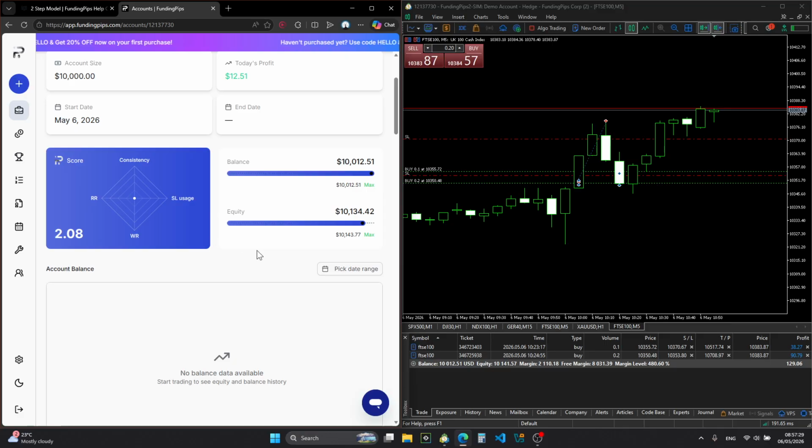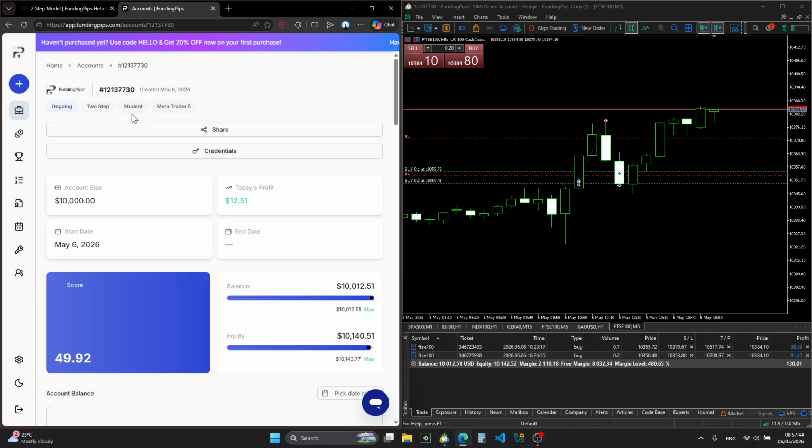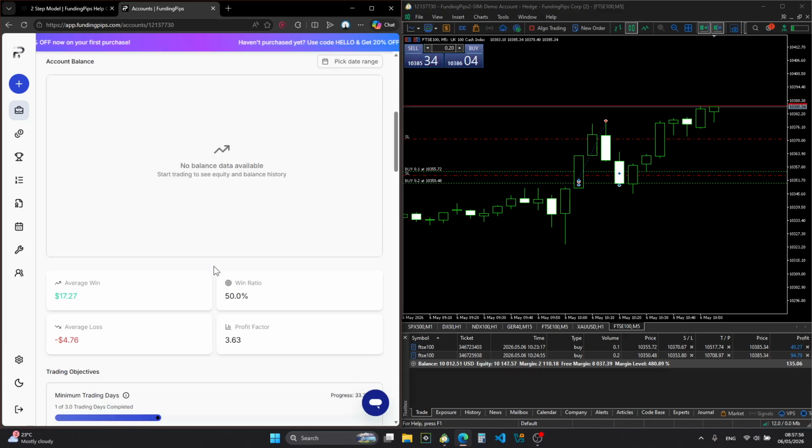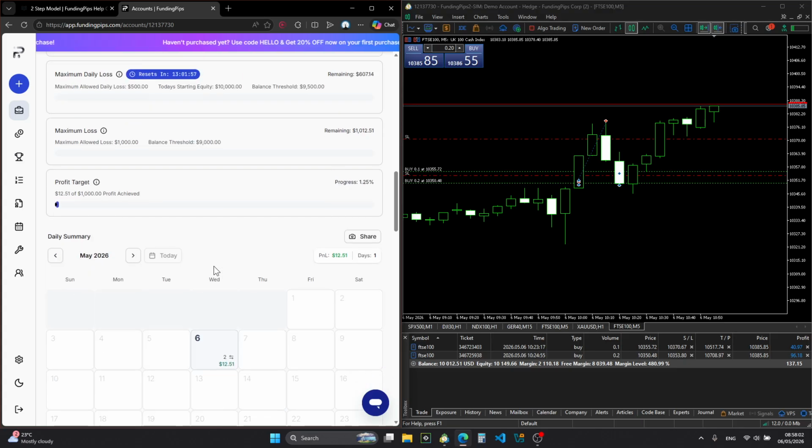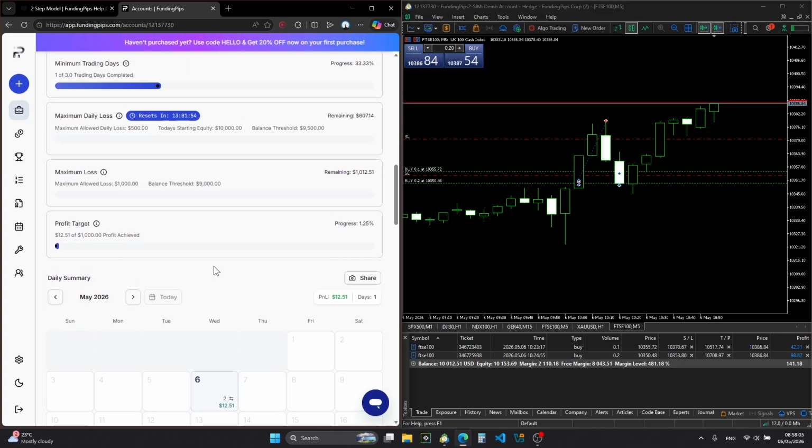Can I see this equity? This decrease? I don't know how this works. How do I know how much maximum equity it has reached? Just based on this, or is there any other? Maximum allowed daily loss. Remain.